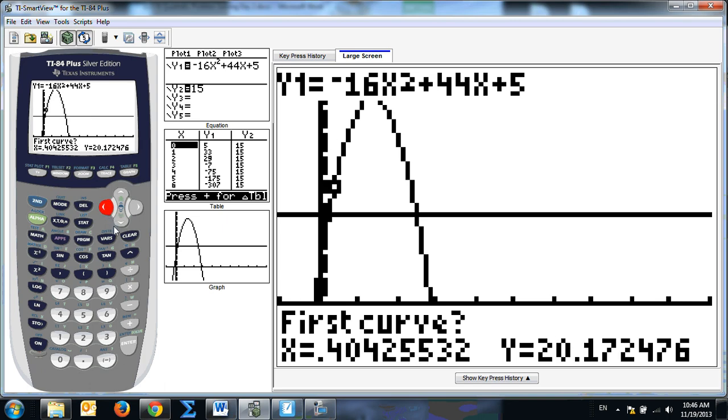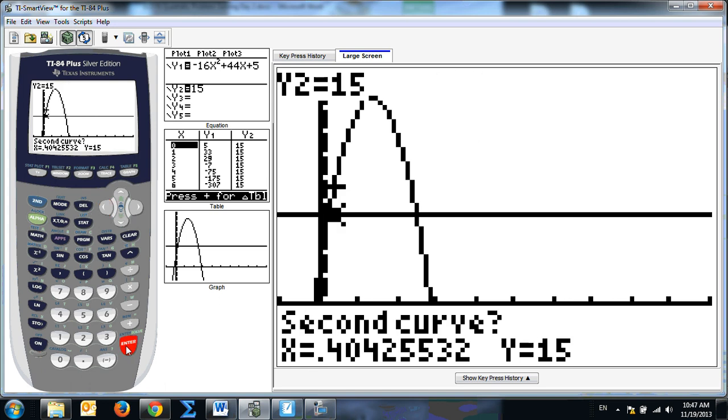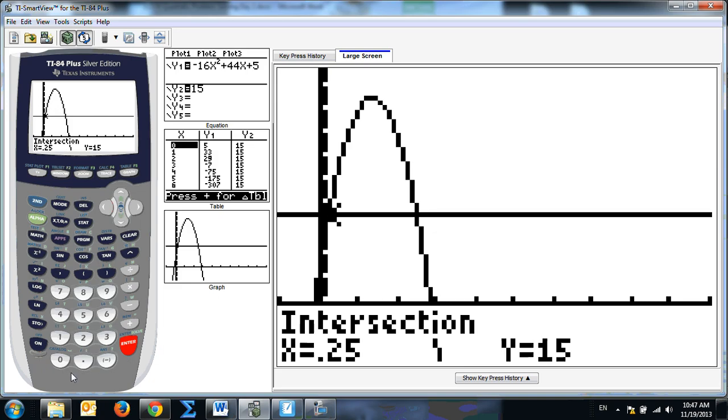Maybe you're not moving right or left. You can't use up and down. You have to use right and left. All right, and so then I'm going to press enter, enter, enter. Close to the point you think it is, yeah. You move your cursor close to the intersection point and then press enter 3 times. How do you draw an intersection? You go into Y2 and you put Y2 is equal to 15.